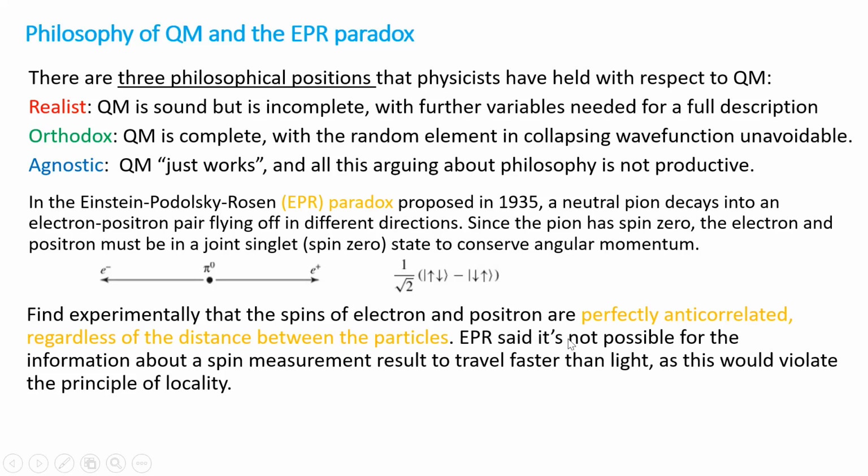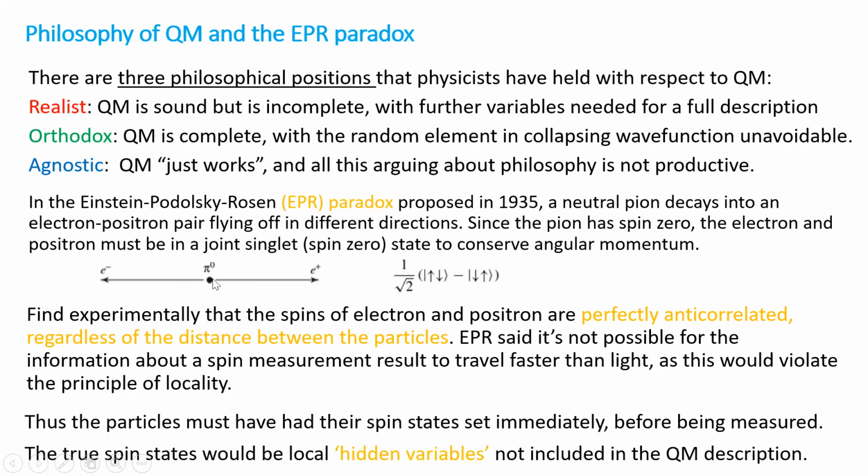They said it shouldn't be possible for the information about a spin measurement result, for example from the electron, to travel faster than light to the location of the positron and force the positron to be in a particular state. Because this faster than light travel violates the principle of locality. And according to special relativity, faster than light travel can lead to violations of causality, which gets us into real logical trouble. So that was the EPR paradox, trying to show that there was something incomplete here.